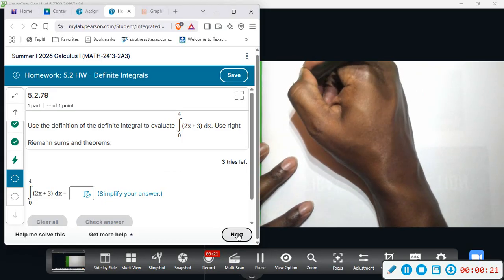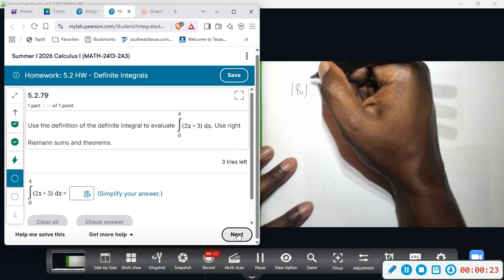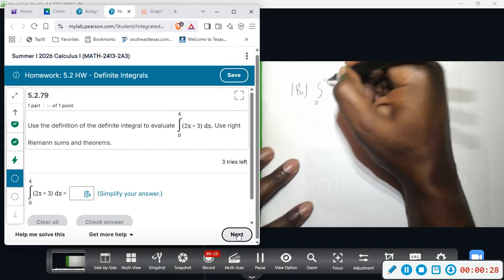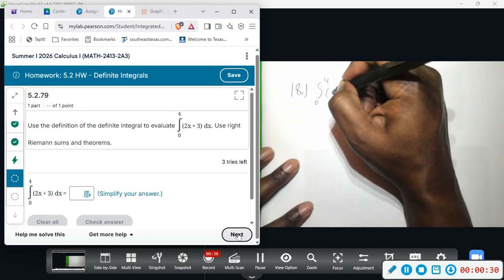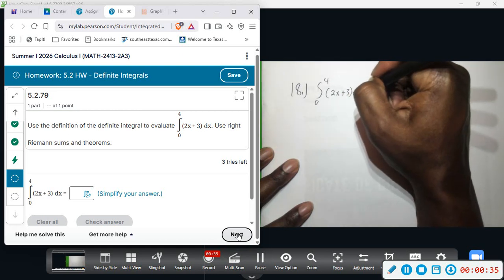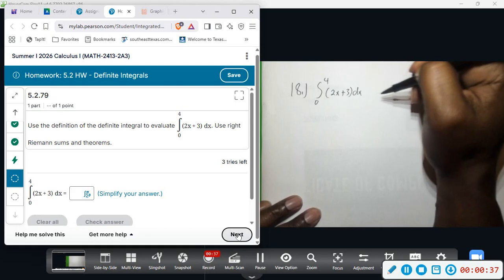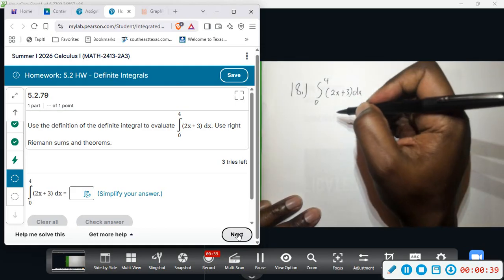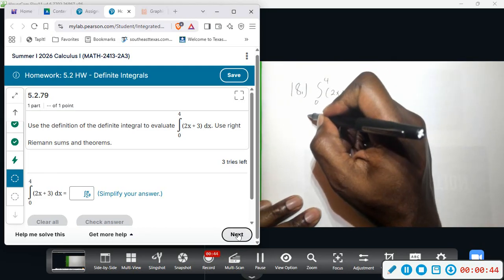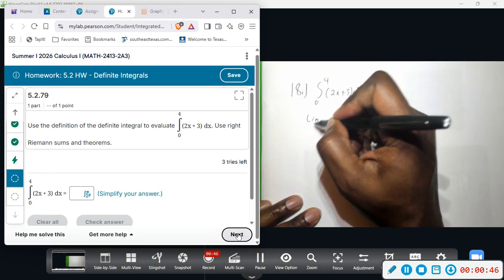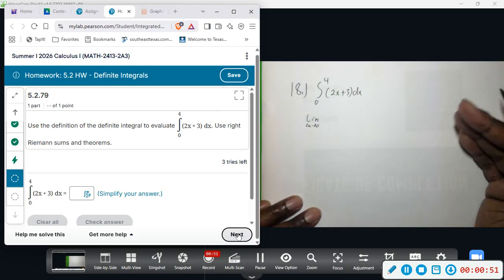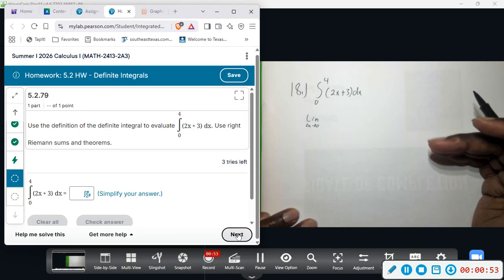All right, so we have the function integral 0 to 4 of 2x plus 3 dx. Now, if we're going to use right Riemann sums, normally we need an n value. I don't see an n. So remember, we are going to be looking at the limit as the change in x goes to 0. So we'll use different values of n and see what it looks like.